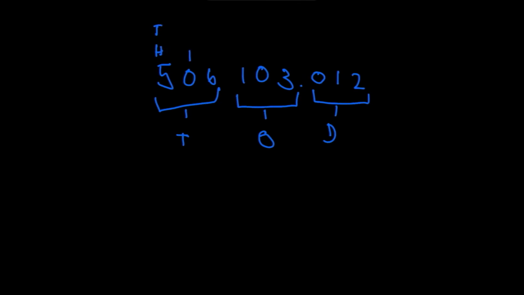And then the 5 is going to be 100,000. The 0 is going to be 10,000. The 6 is going to be the thousands. This 1 is going to be the hundreds. This 0 is going to be the tens. And this 3 is going to be the ones. And if you remember the naming convention for the decimals, you start at the tens instead of the ones, and then you add that TH to the end. So this 0, instead of being tens, is going to be tenths. This 1, instead of being hundreds, is going to be hundredths. And this 2, instead of being thousands, is going to be thousandths.